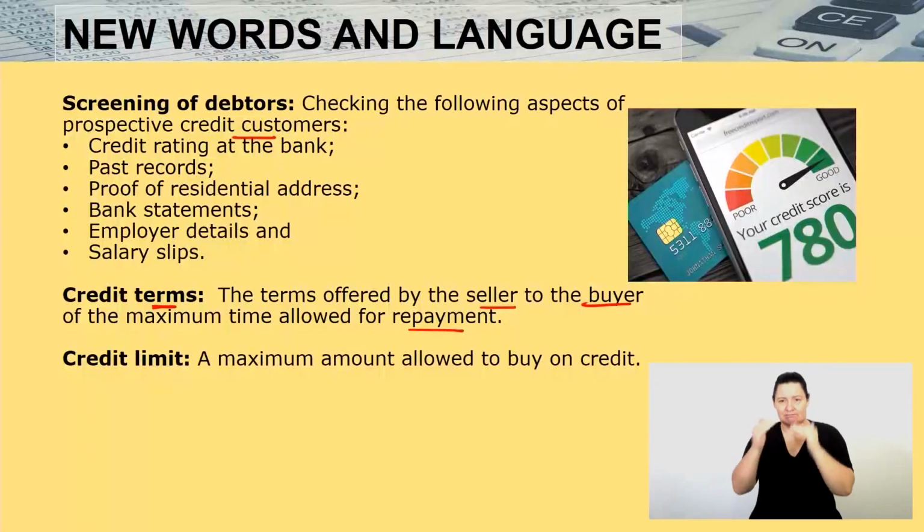The next one is credit limit. Credit limit is the maximum amount to buy on credit. Are you allowed to buy goods for 1,000? Are you allowed to buy goods for 3,000? Or are you allowed to buy goods for 10,000? That amount is what we call the credit limit.